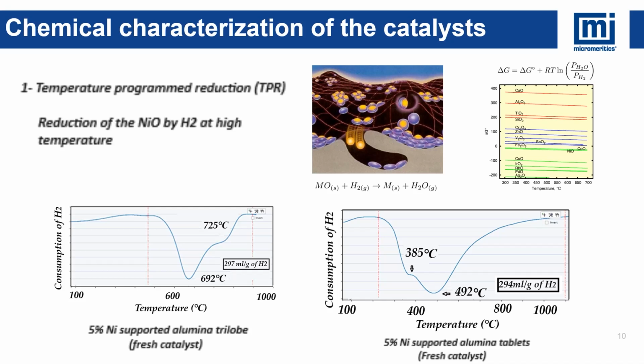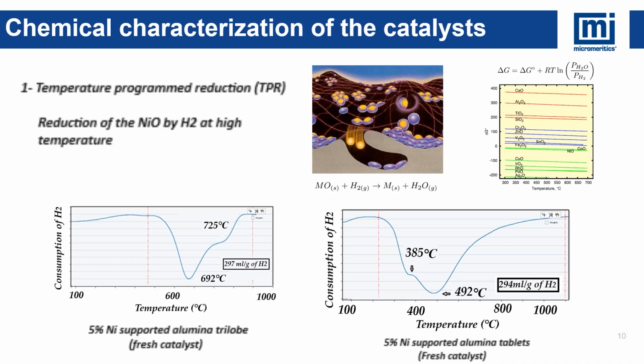It is very normal to see that nickel is being reduced at high temperature, which means that the nickel has very good interaction with the support, being stabilized by the support, and therefore the reduction takes place at higher temperature. While on the right side, the 5% nickel over the alumina tablets, we can see the two peaks also, but at much lower temperature.